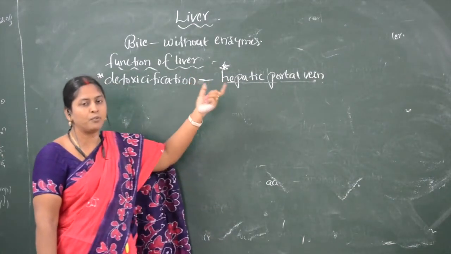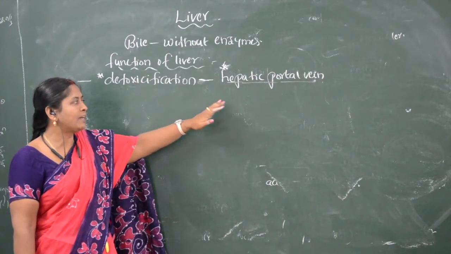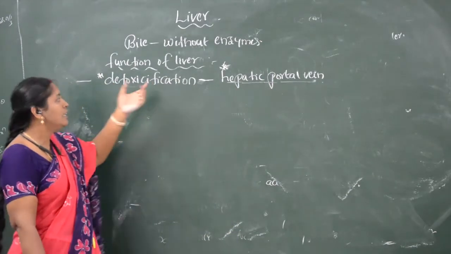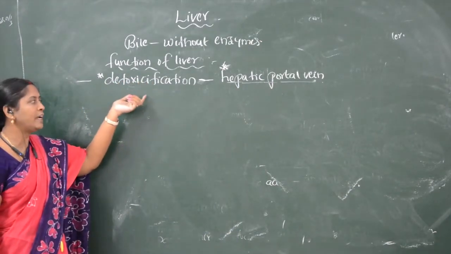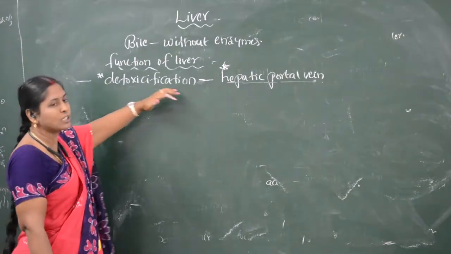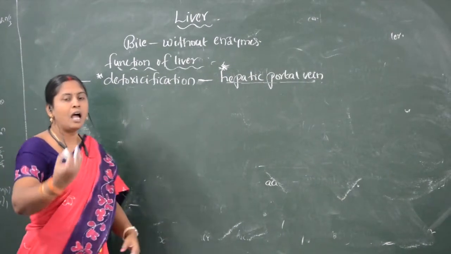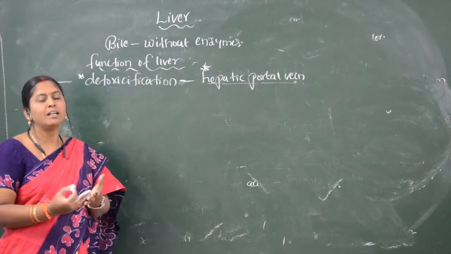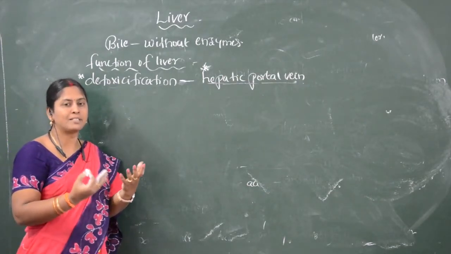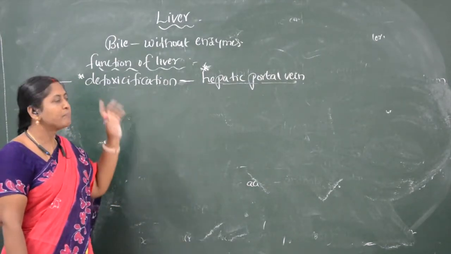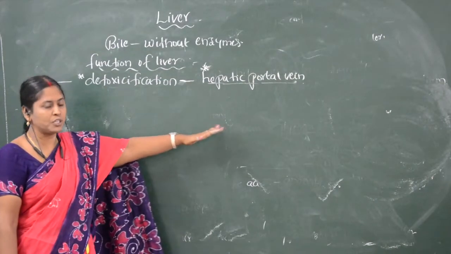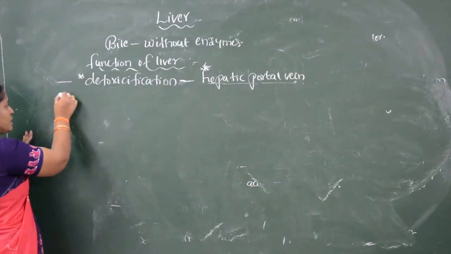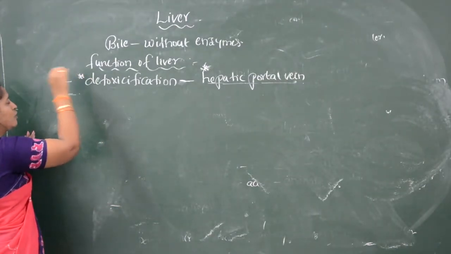So through the hepatic portal vein, the digested food particles directly enter the liver. Inside the liver, these toxic substances are detoxified. Detoxified means harmful bacteria are killed in the liver, and after the bacteria present in the food particles are killed, only then does it enter the blood circulation. That is called detoxification.